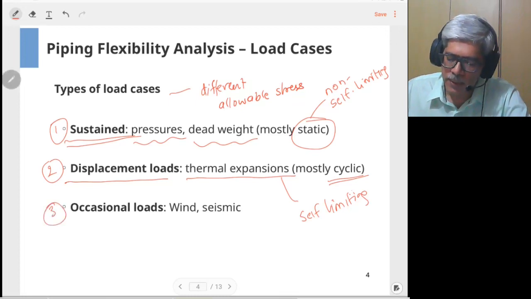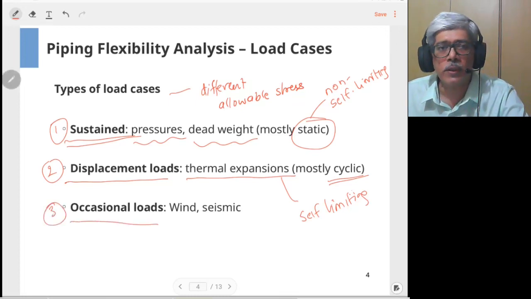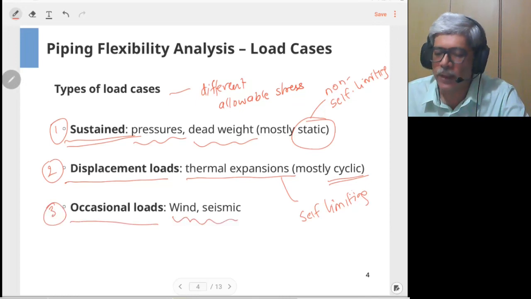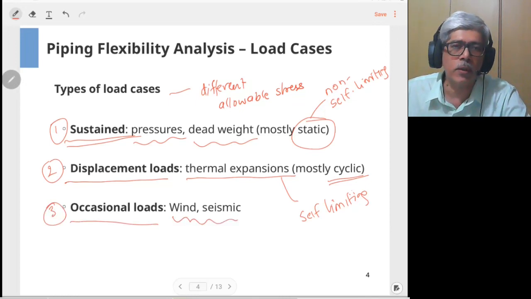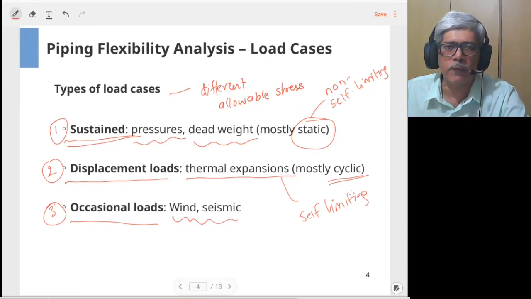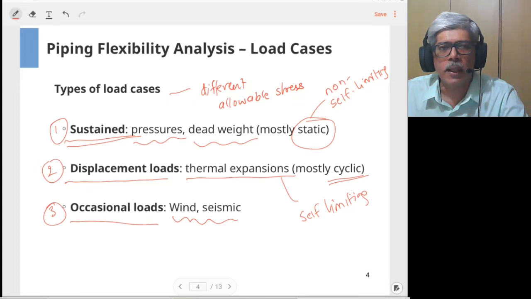The third is the occasional loads. The occasional loads typically are the wind and seismic loads which need to be considered. They also could be there in terms of the testing time. So few times the piping will be subjected to test pressures which are higher than the design pressure. So such load cases come under the category of occasional loading. And there are slightly higher allowable stresses for the occasional load cases.